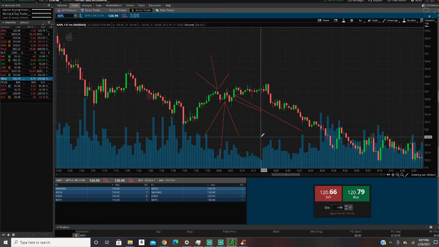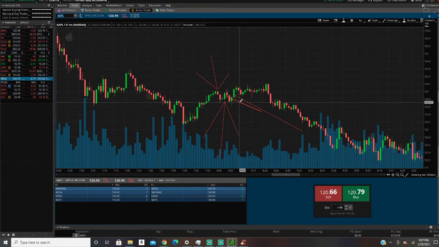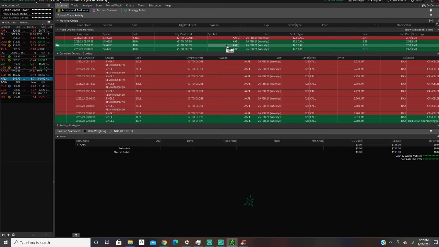If you guys can see that. I was going to take away this line, but I'm sure you guys can see what I'm talking about. So right here, just so it's clear, right here, I got in in the middle of this green candle for my third entry. So in total, I was in with 12 contracts, I believe.